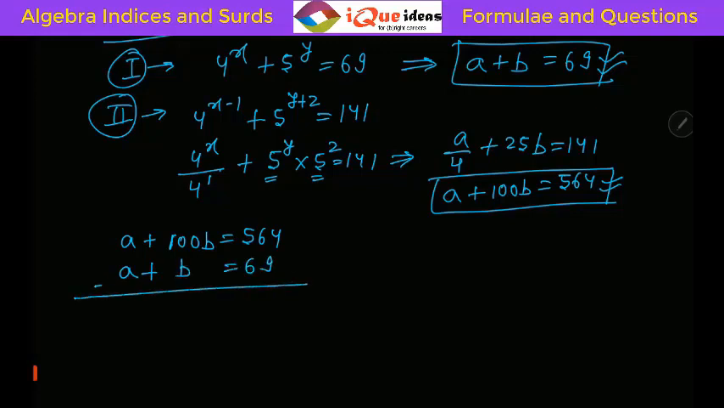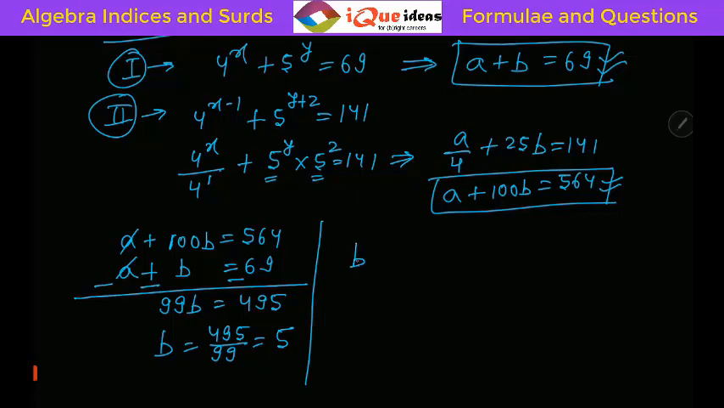Let's do the simple subtraction. A minus a, and 100b minus b. So a gets cancelled, 100b minus b is 99b, and 564 minus 69 is 495. Right? And you can clearly see that b will be equal to 495 divided by 99. That gives us 5. So we have b equal to 5.